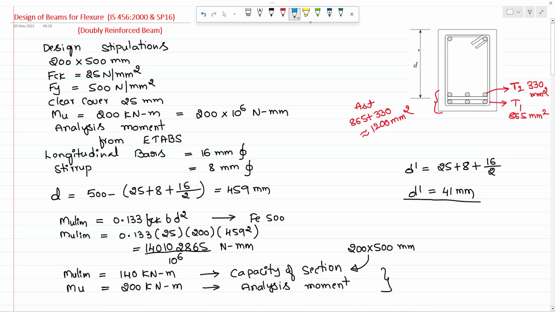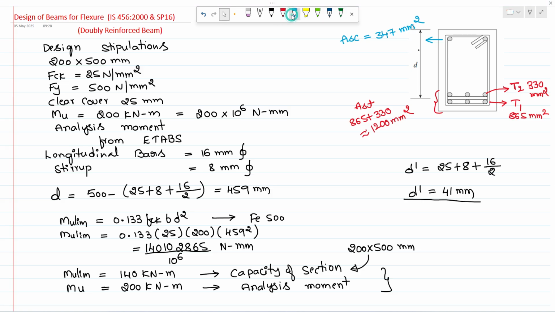Whereas your compression reinforcement, this is your compression reinforcement ASC. How much is it? 347 mm square. So this is the design of doubly reinforced beam.